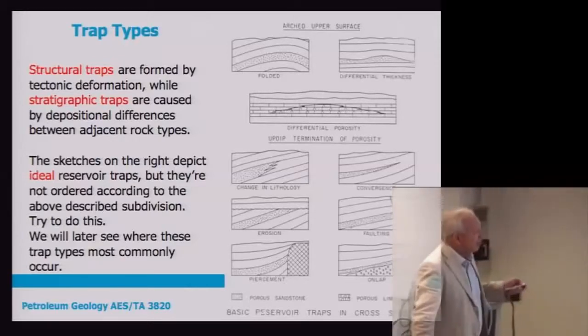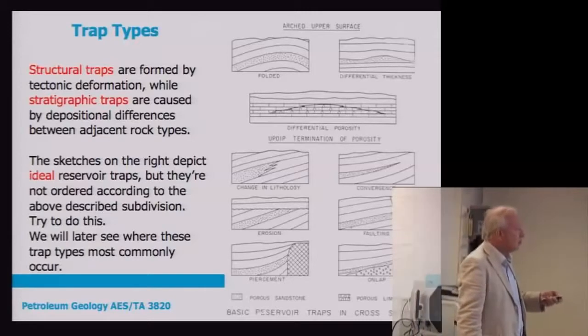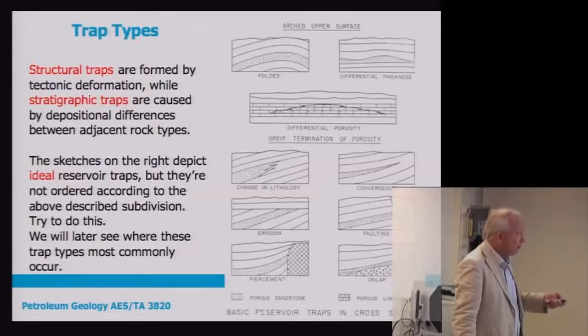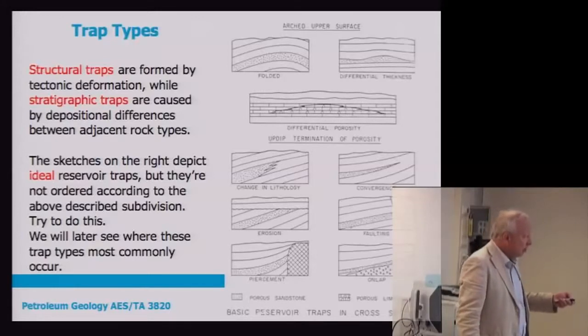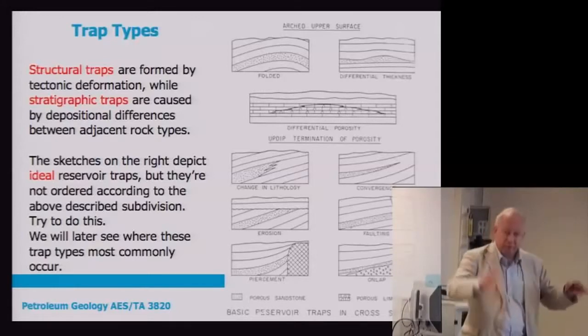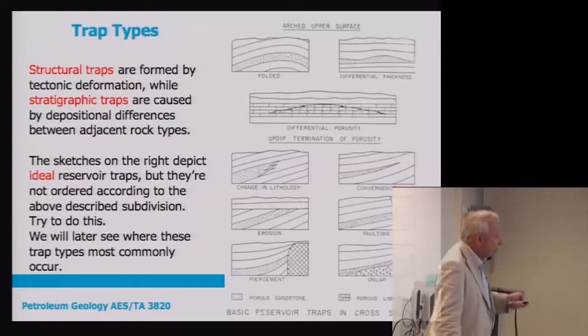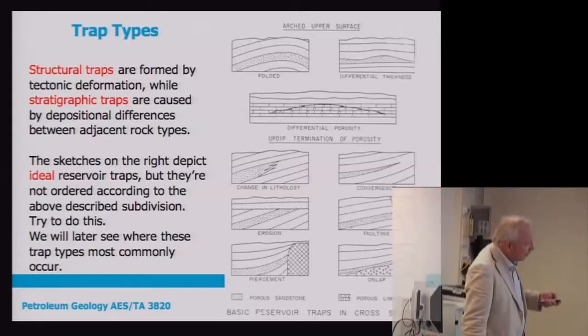All right, and then we have all kinds of other traps. For example, this one here, so this is a structural trap. This is a structural trap. This down here is a salt dome that came up, right? And it's piercing through layers. And you see this permeable layer here?